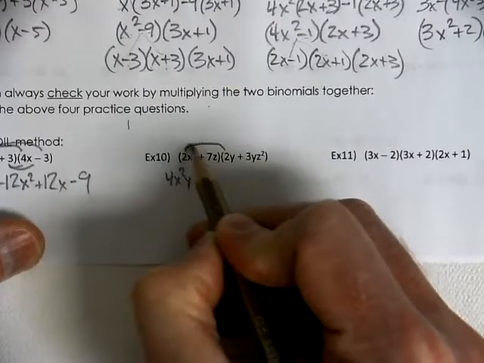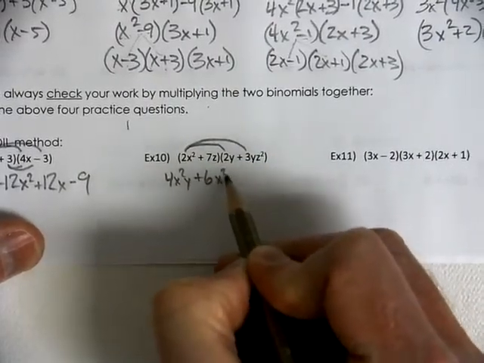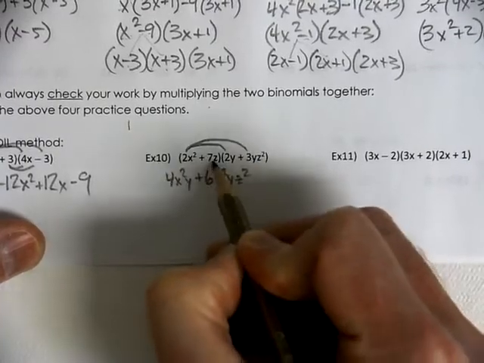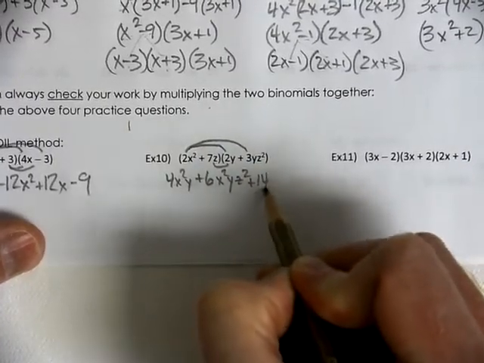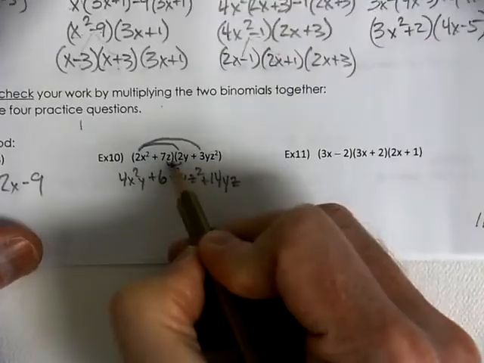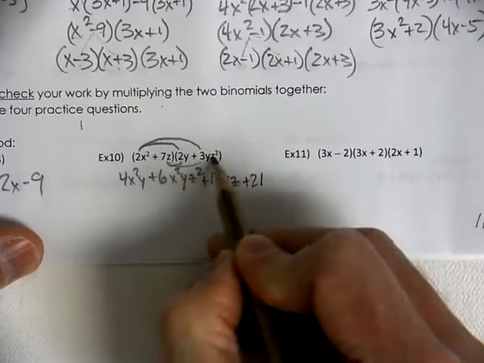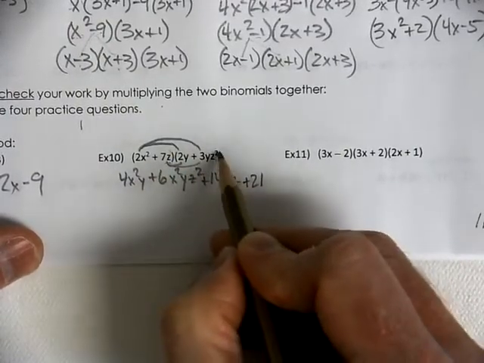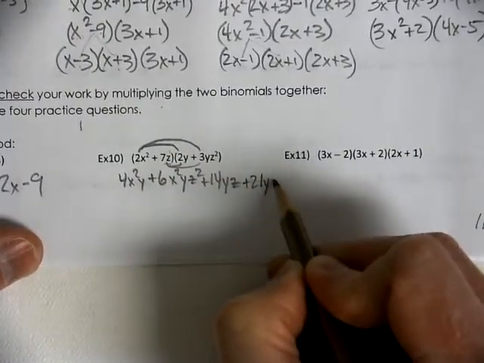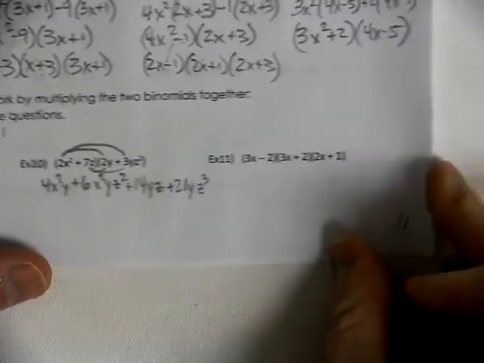4x squared y, 6x squared yz squared, 14yz if you write it in alphabetical order, and 21, there's two z's that are going to match, so the exponents give us 3 z's. So we have yz cubed. No like terms.